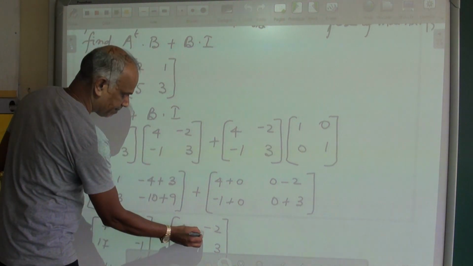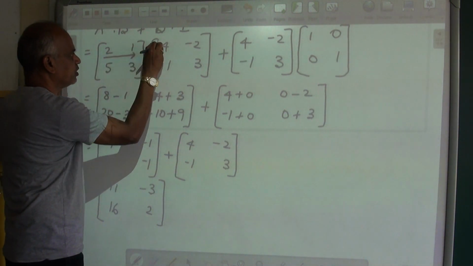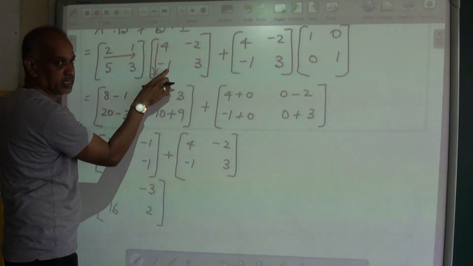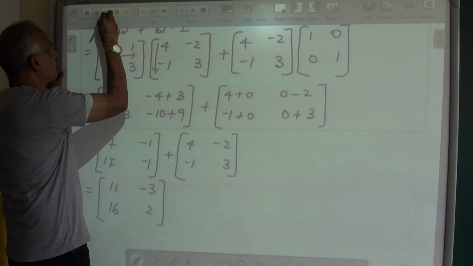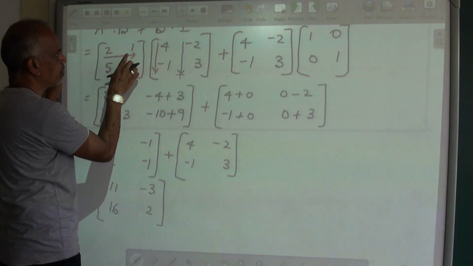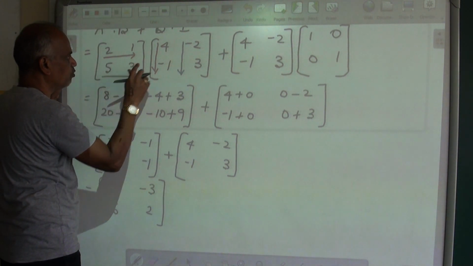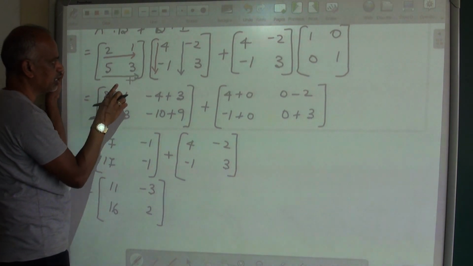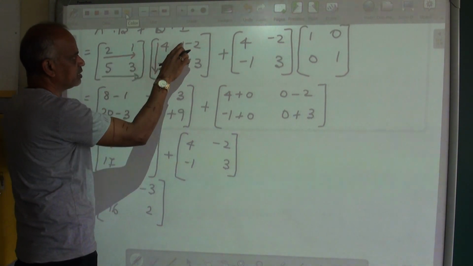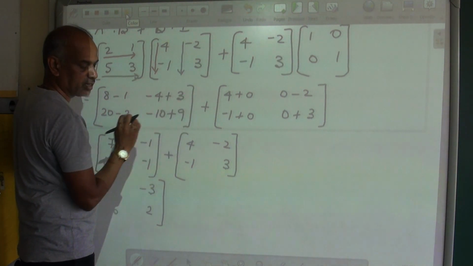Now multiply this with this. So first row with first column, that's 2 into 4, which is 8, plus 1 into minus 1, which is minus 1. Then first row with second column, this one, 2 into minus 2, which is minus 4, plus 1 into 3, which is 3. Then second row with first column, that is 5 into 4, which is 20, plus 3 into minus 1, which is minus 3. And second row with second column, 5 into minus 2 is minus 10, plus 3 into 3 is 9.